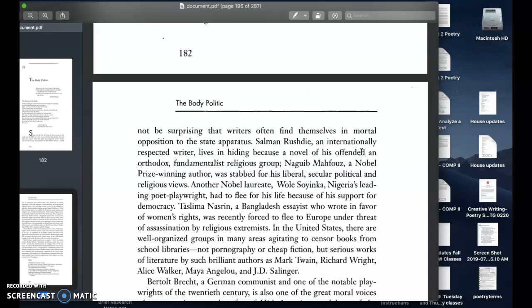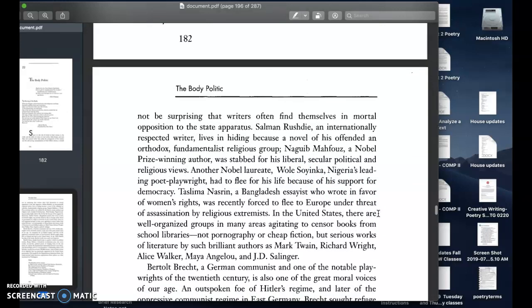We ourselves have a poet laureate in our country, and we've had many of these for years and years and years. We're going to read more about that this week. But it's interesting to see how we represent ourselves versus what comes off of our representation from what's going on in the world. Some examples of this: Salman Rushdie, who is a huge writer, lives in hiding because a novel of his offended an Orthodox fundamentalist religious group.